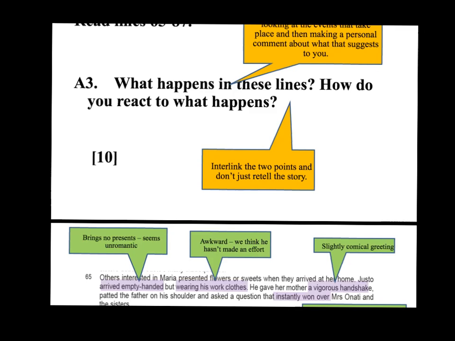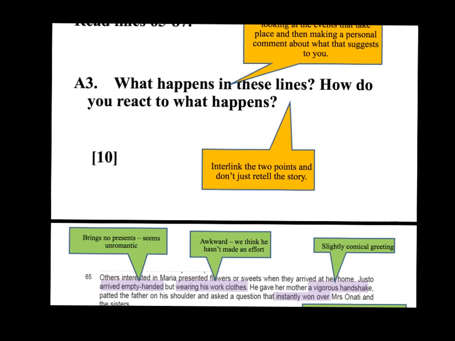The next thing you have to do in the A3 question is to mark out the section that you're focusing on. You can't see it very well on this slide, but it's lines 65 to 87. Then if you look at the A3 question, it's actually in 2 points. What happens in these lines, and how do you react to what happens? So what you need to think about is look at the events that have taken place, and then you need to make a personal comment about what that suggests to you. You need to think about interlinking the 2 points, and you really mustn't retell the story.